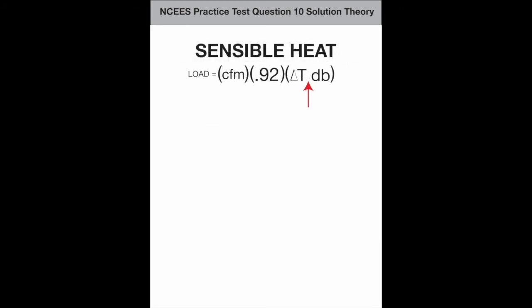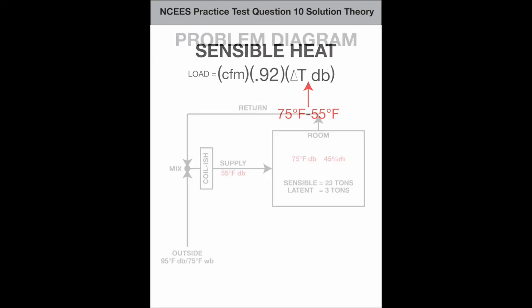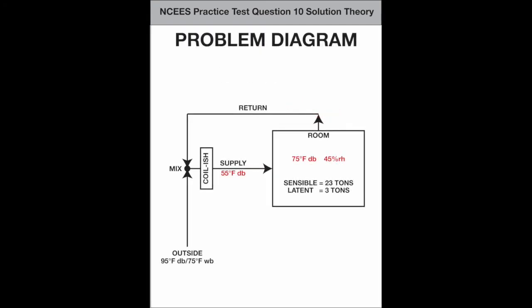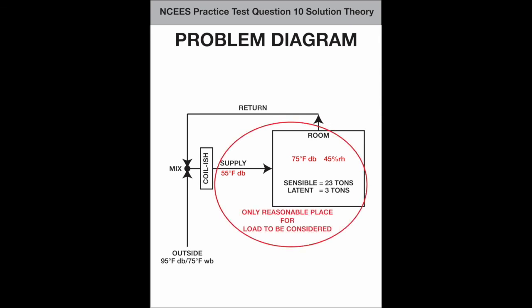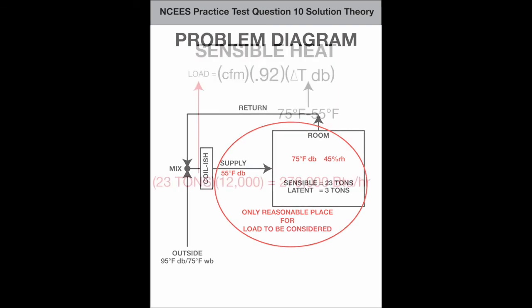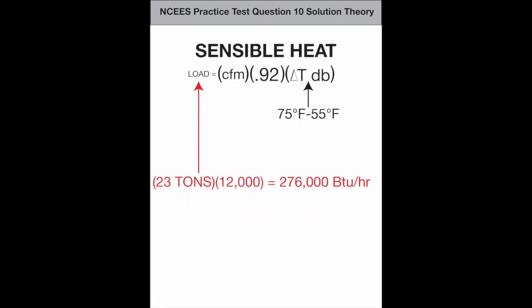This difference in temperatures should be obvious. 75 degrees minus 55 degrees. That's the difference between the room air and the supply air. Looking at this diagram, it's clear that it can't be the difference between the outside air and the room air or the supply air. Have the conversion between tons of refrigeration and BTU per hour memorized. This equals 15,000 CFM. Option C.